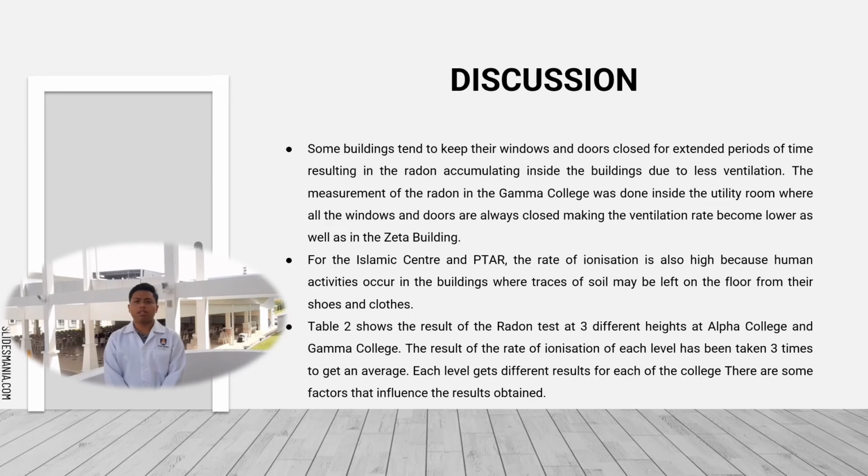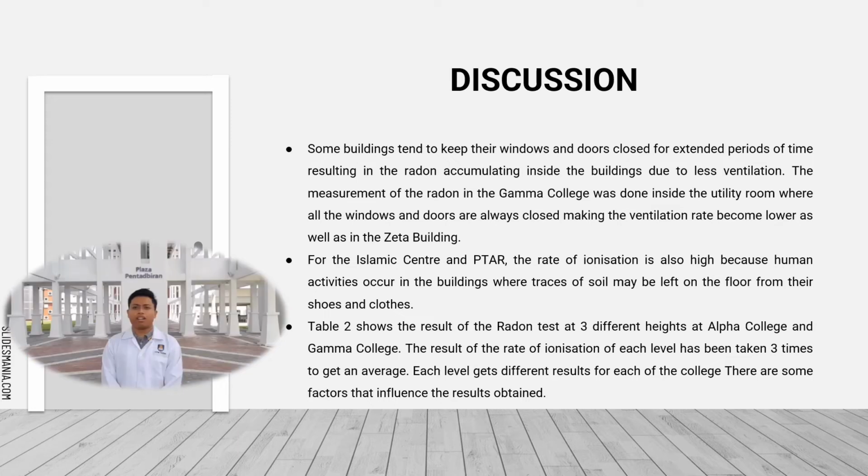Some buildings tend to keep their windows and doors closed for extended periods of time, resulting in radon accumulating inside the buildings due to less ventilation. The measurement of the radon in the Gamma College was done inside the utility room, where all the windows and doors are always closed, making the ventilation rate lower, as well as in the Zeta building. For the Islamic Center and Pita, the rate of ionization is also high because human activities occur in the buildings, where traces of soil may be left on the floor from their shoes and clothes.